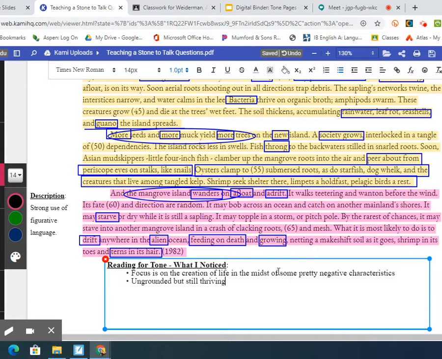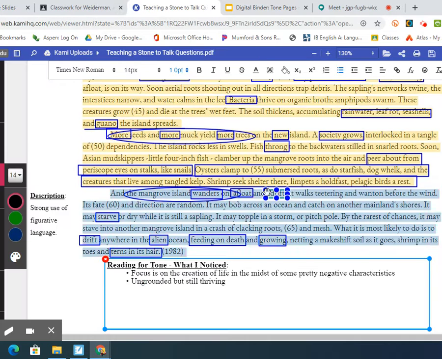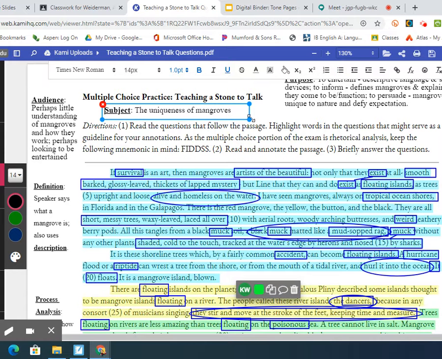So when we look at tone words, what is her tone? Whoops. What is her tone? So if our subject here is really kind of the uniqueness of mangroves, we're going to go a little bit beyond that and add in how mangroves come to be, how they grow, how they survive.